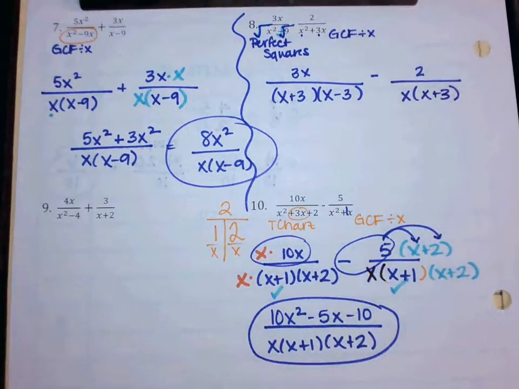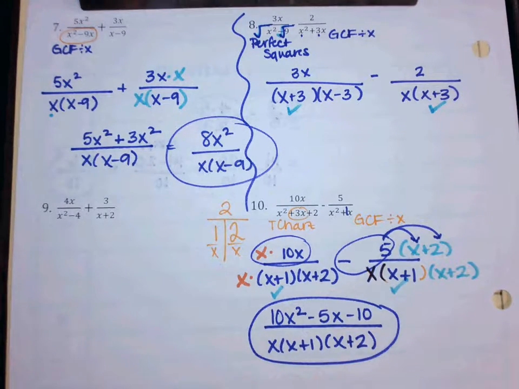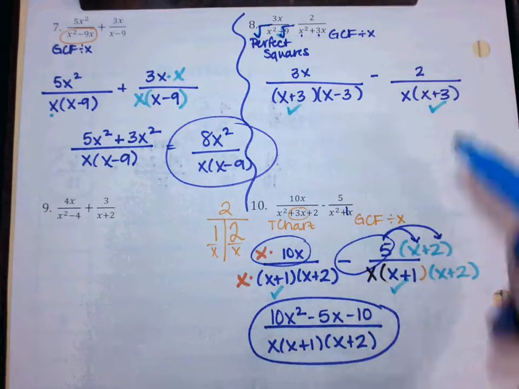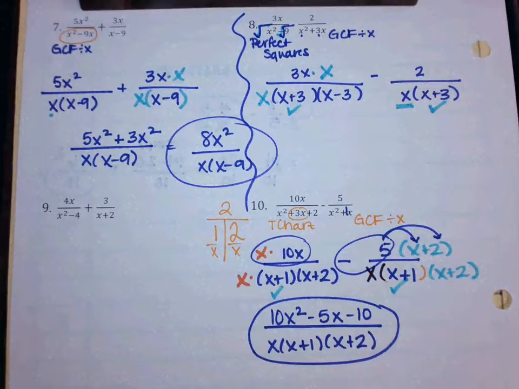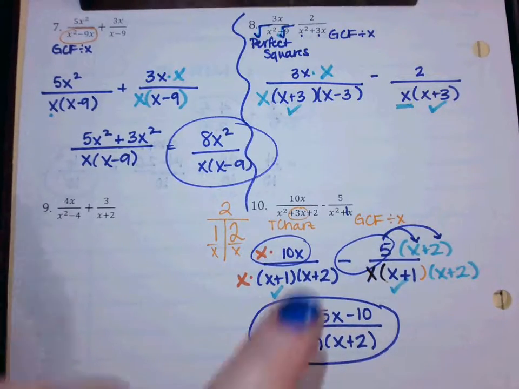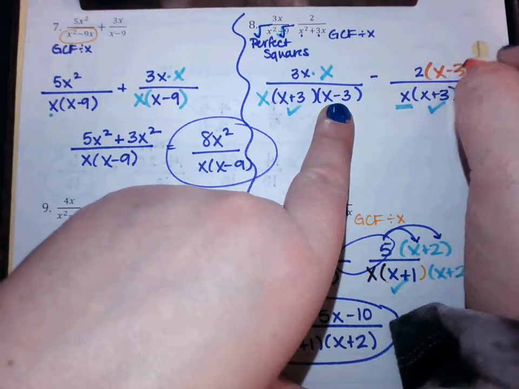Okay. Then you look across the bottoms. What do they already have in common? And what do you have to fix? Okay. What do they both have already? X plus 3 is good to go. What does the first fraction need so that it matches the second fraction? It needs this x, right? So I'm going to put an x here. I'm going to put an x here. Okay, what does the second fraction need that the first fraction has? I need the x minus 3, right? So I'm going to put an x minus 3 here and an x minus 3 here.